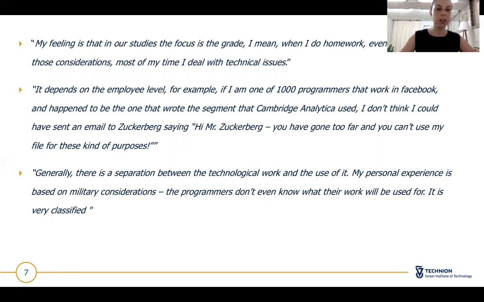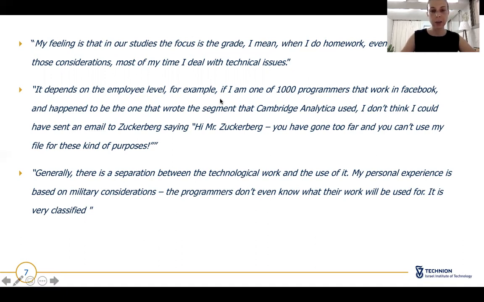And the first quote express it. "My feeling is that in our studies, the focus is the grade. I mean, when I do homework, even if I think about those considerations, most of my time I deal with technical issue."